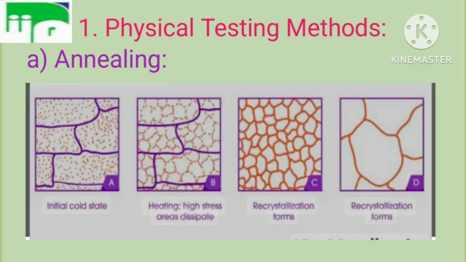Here you can see in the image, initially the container is in a cold state. Then as heating is provided, high stress areas dissipate and recrystallization forms and it changes its structure. This is the recrystallization form, C and D.